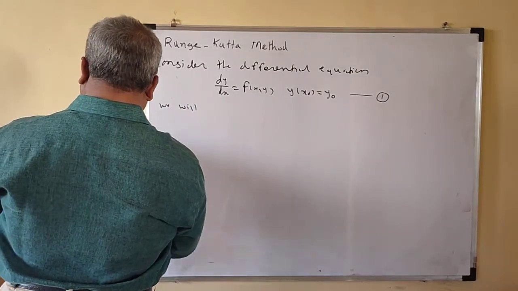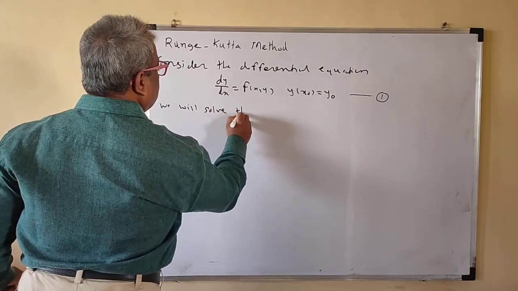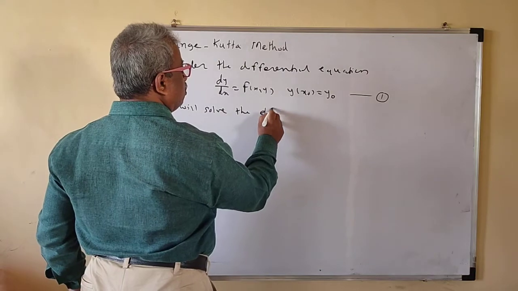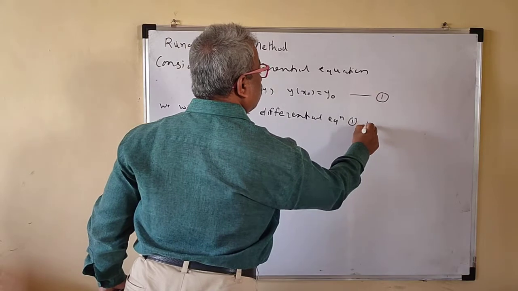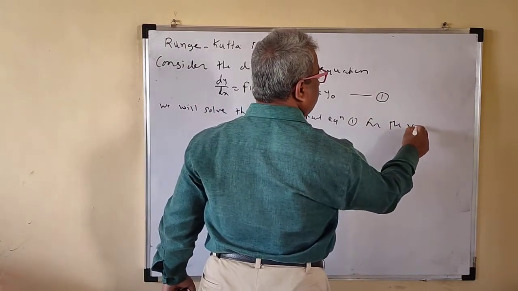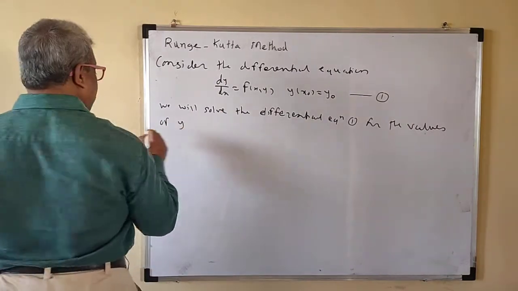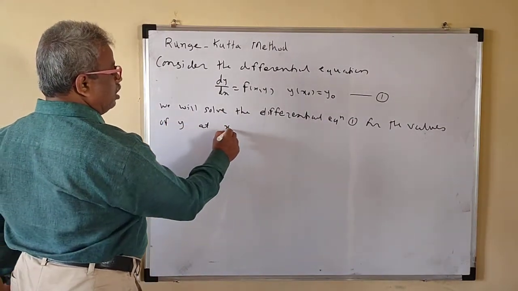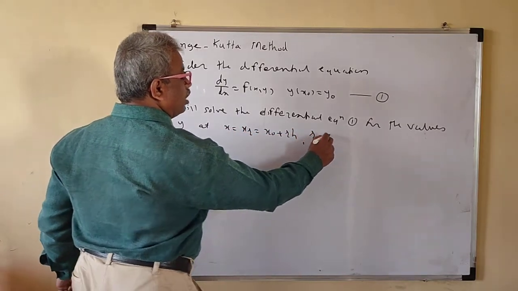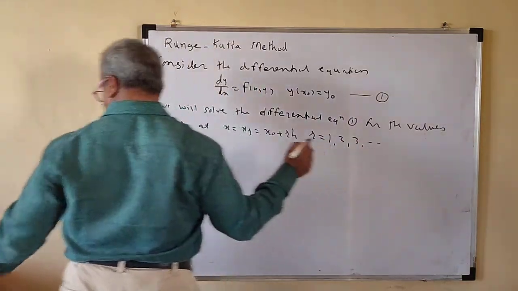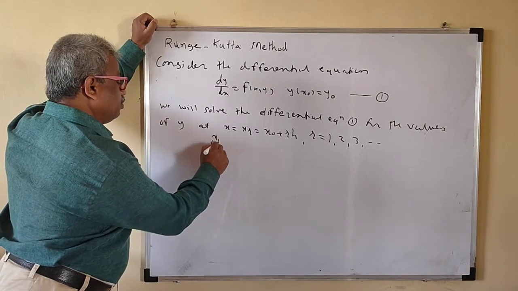Okay. So we will solve the differential equation 1 for the values of y at x is equal to x_r, x naught plus rh, r is equal to 1, 2, 3, and so on. Okay. So now we'll integrate this as usual.